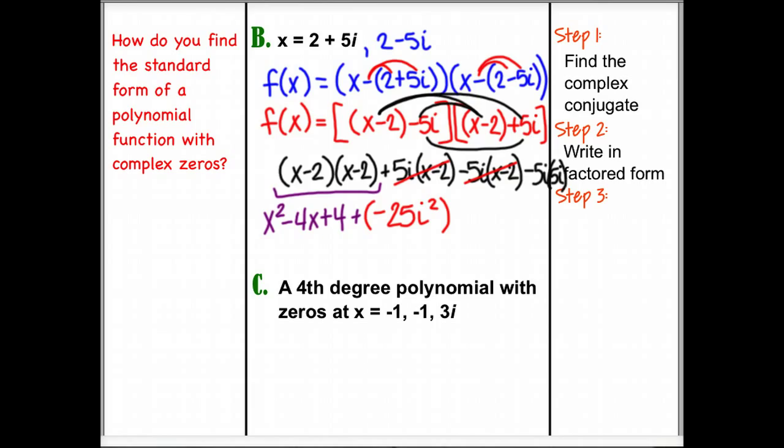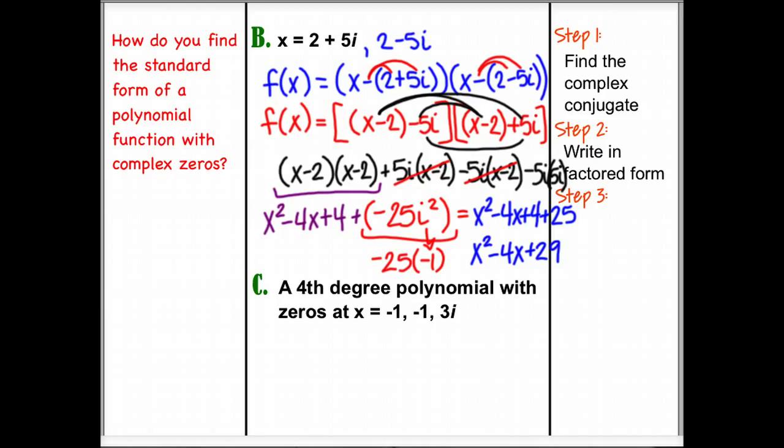So then we look at this and say, oh, well that means that this i squared is -1, so that's -25 times -1, and so that's plus 25. So this is going to be x squared minus 4x plus 4 plus 25, which is going to give you x squared minus 4x plus 29.